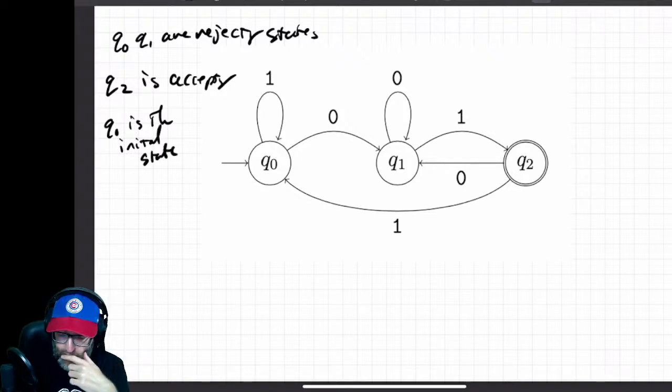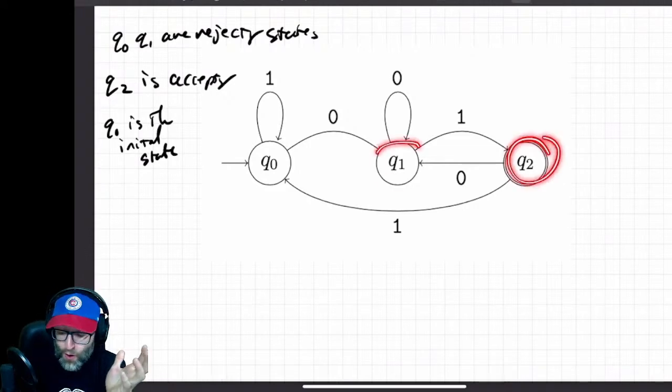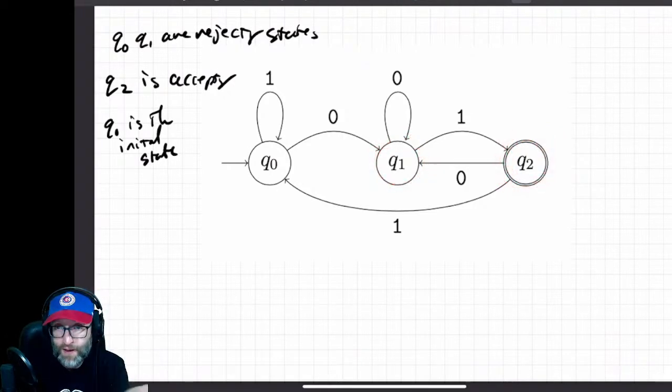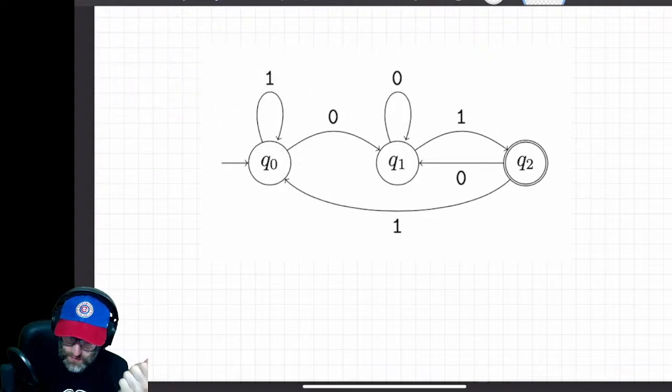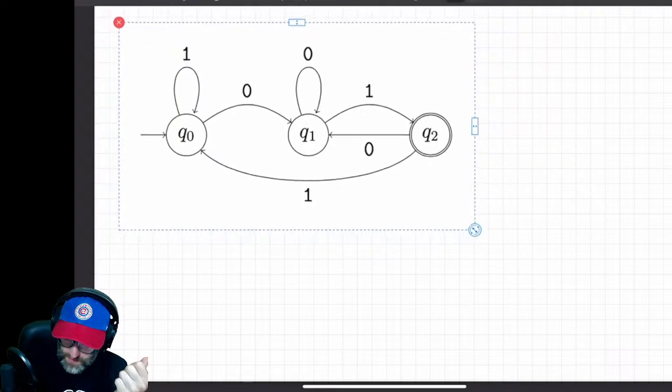Now, the way that we accept an input string is whether or not, after all these transitions and we get to the end of reading the input, it ends up in an accepting state or a rejecting state. If it ends up in an accepting state, then we accept it and it's part of the language. If we end up in a rejecting state, we reject it and it's not part of the language. So let's go ahead and move this up here, and let's look at a couple of examples.